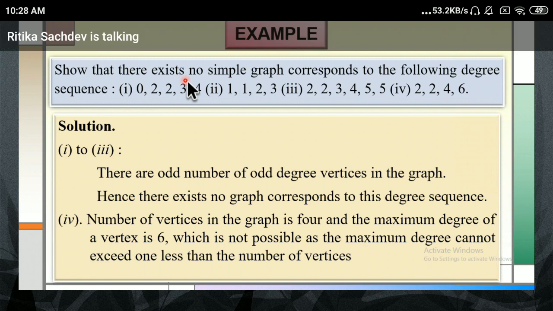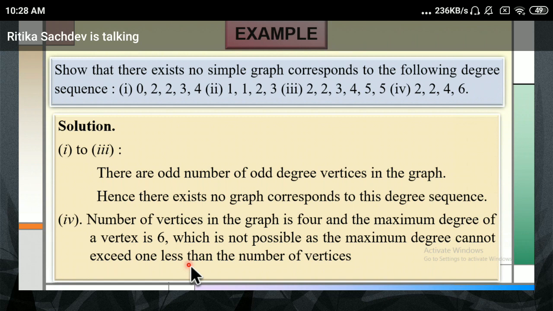Then the number of vertices in the graph is 4 and the maximum degree of a vertex is 6. Please check, there are 4 vertices and the maximum degree is 6. Now, this is also not possible as the maximum degree cannot exceed 1 less than the number of vertices.